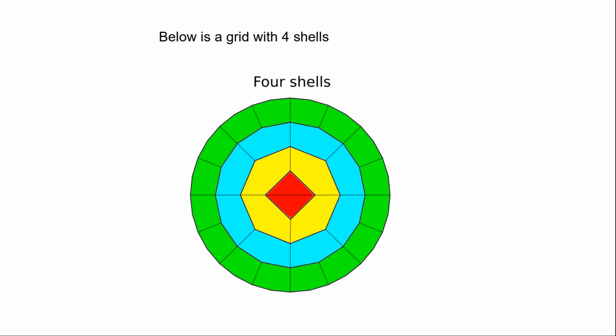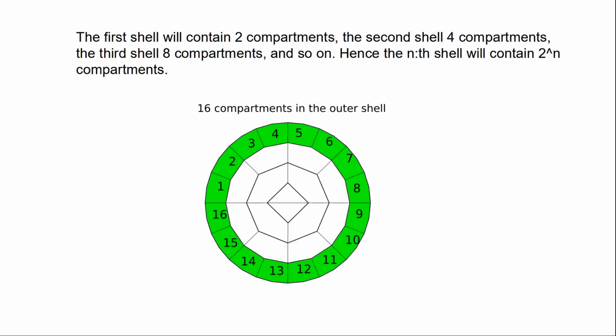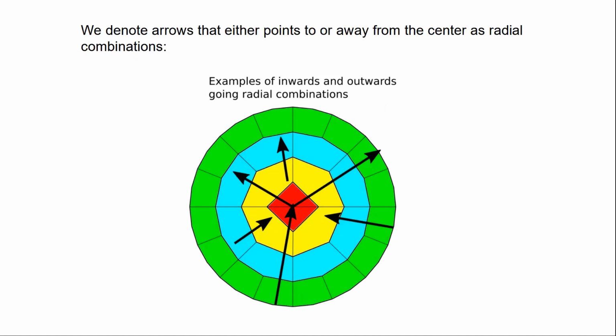Below is a grid with 4 shells. The first shell will contain 2 compartments, the second shell 4 compartments, the third shell 8 compartments, and so on. Hence the nth shell will contain 2^n compartments. We denote arrows that either point to or away from the center as radial combinations.